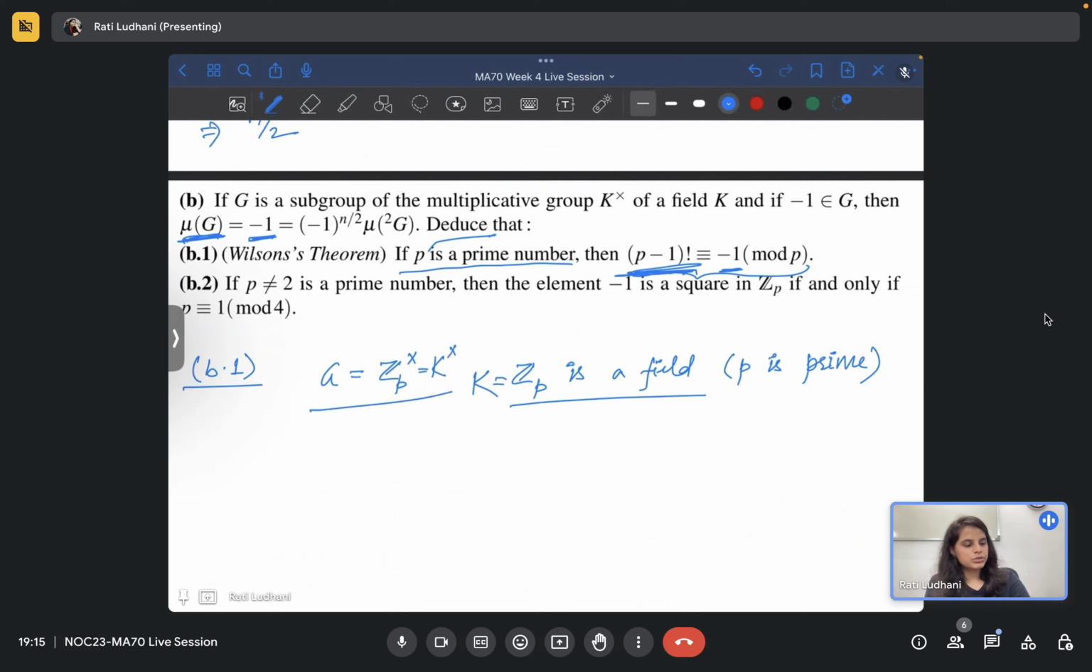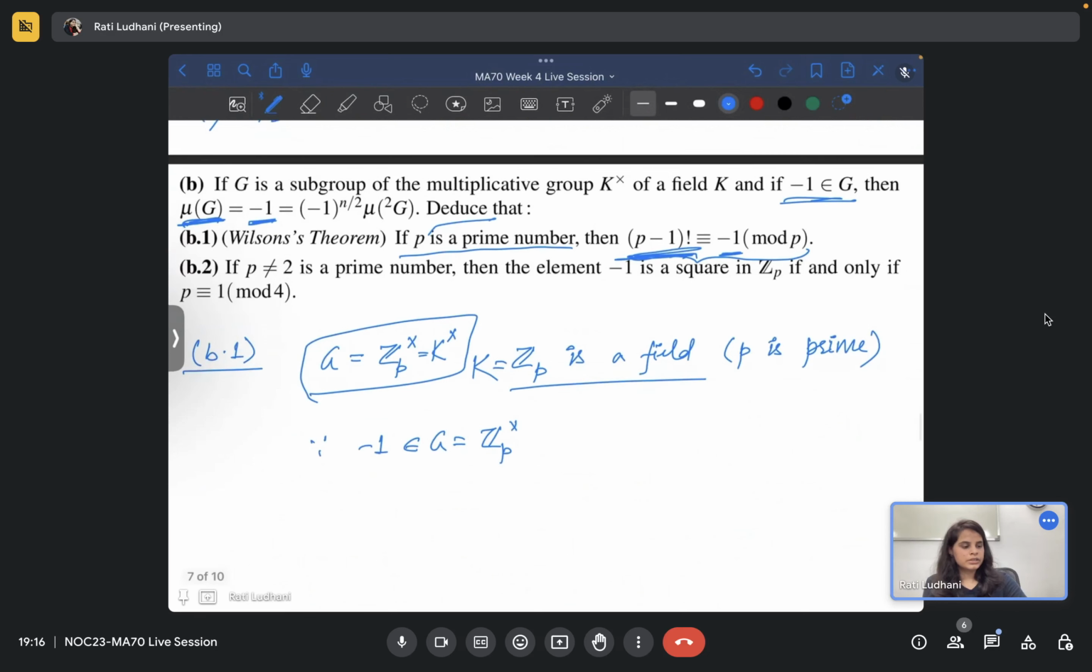So take G to be equal to ZP cross, where ZP is K. Okay, so you have taken G to be the full multiplicative group, ZP cross. Then, note that -1 is there. We have all the conditions. -1 belongs to G. Since -1 belongs to G, that is equal to ZP cross, and ZP cross has -1.